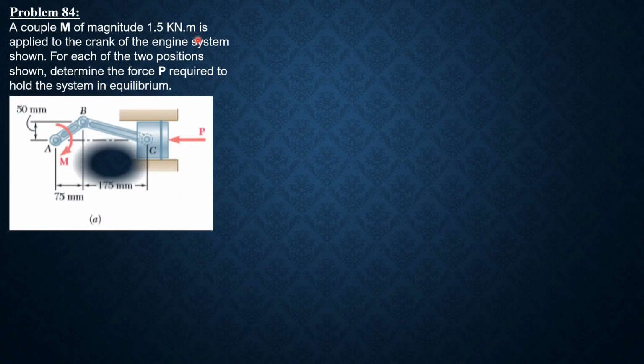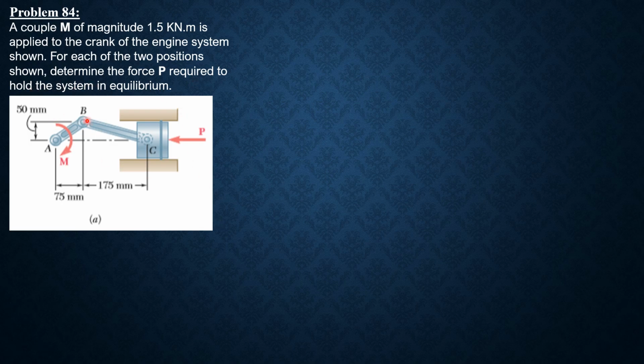Okay, let's have a series of examples on machines. Problem 84. A couple M of magnitude 1.5 kilonewton meter is applied to the crank of the engine system shown. For each of the two positions shown, determine the force P required to hold the system in equilibrium.